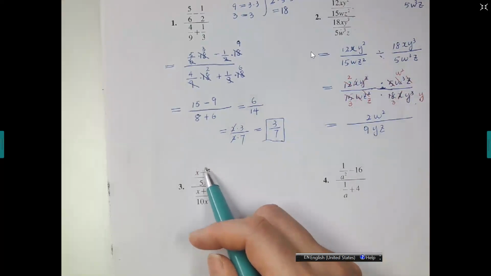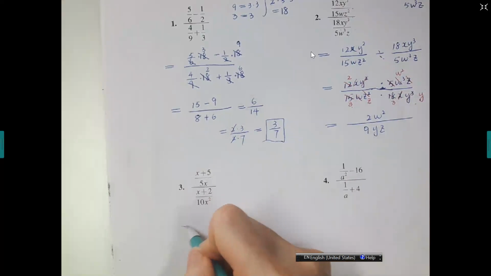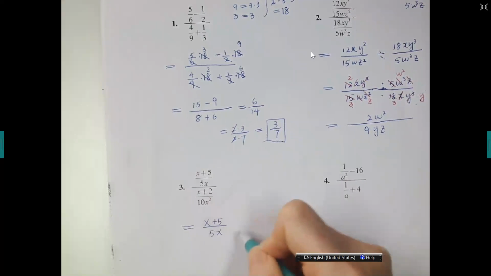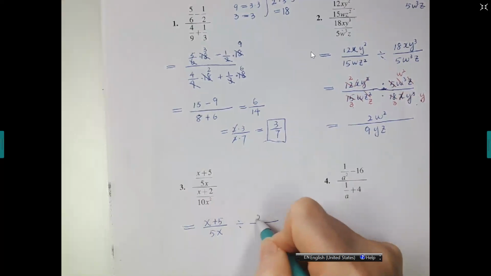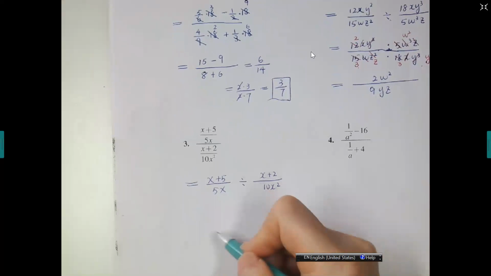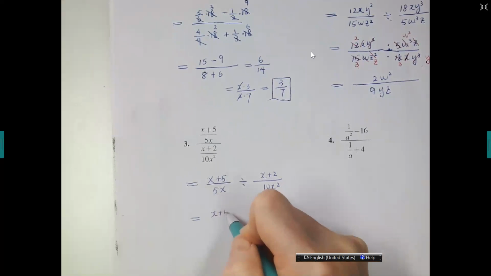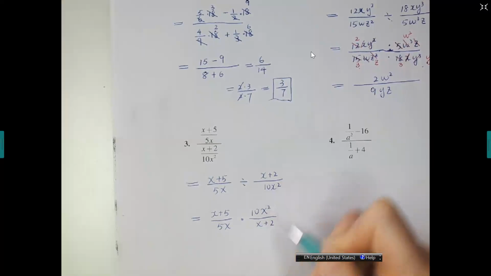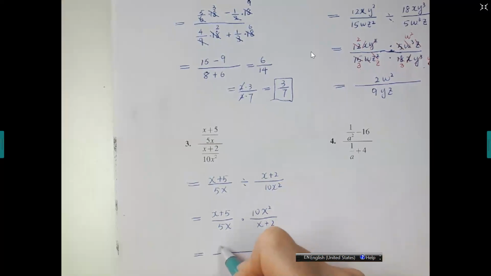We have just one rational expression over another one. What do we do? Treat this as one division: x plus 5 over 5x divided by x plus 2 over 10x squared. Then just work on the division. The first rational expression remains the same. Multiply by the reciprocal, 10x squared over x plus 2. So this one turns into numerator 1 times numerator 2, divided by denominator 1 times denominator 2.